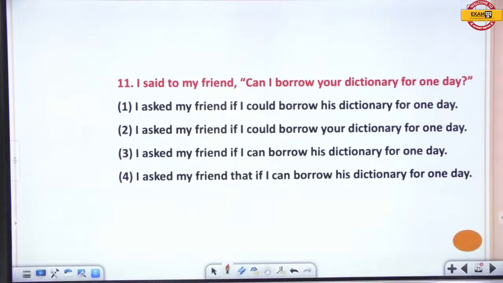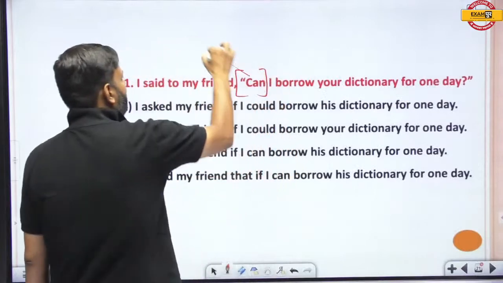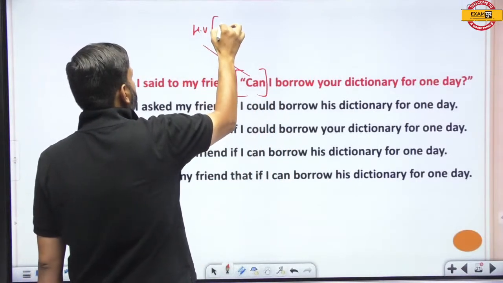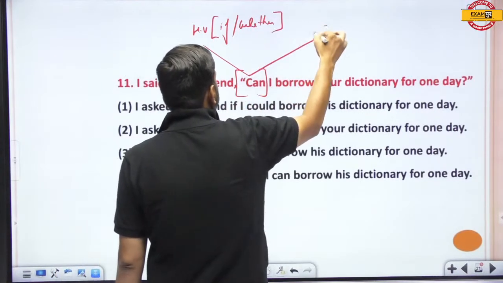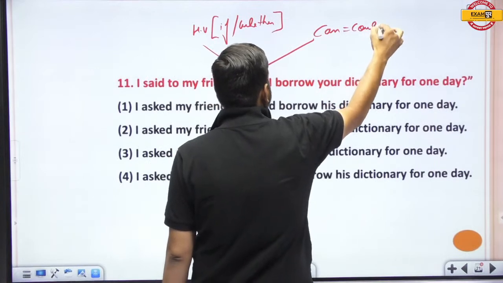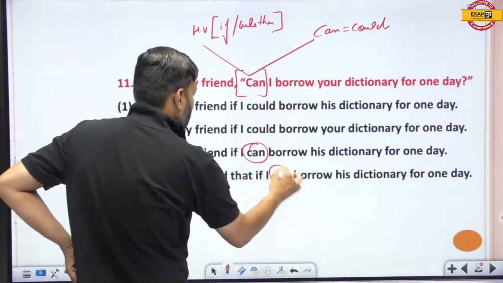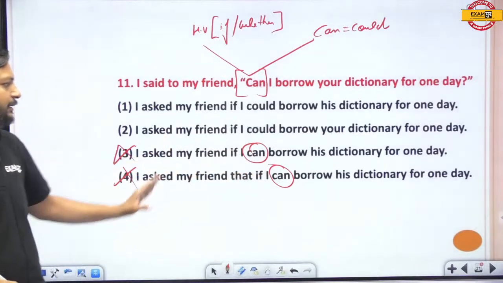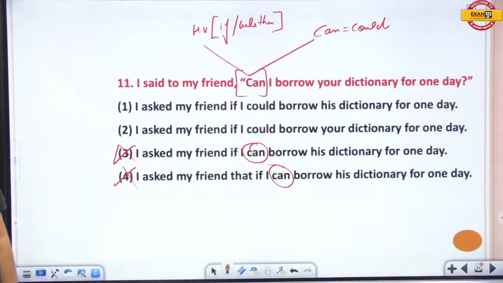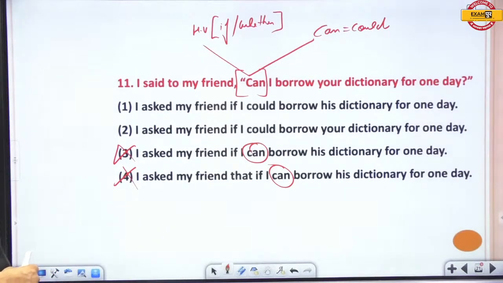Now the next question. I said to my friend, can I borrow your dictionary for one day? Now, two things. One, helping verb, that means use of if or whether. Second thing, can should be changed into could. Now look for these two things. Here can, eliminate both, because you have to look for could. Now first and second, I asked my friend if I could borrow his dictionary for one day. I asked my friend if I could borrow your dictionary.